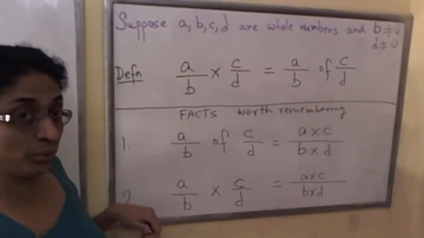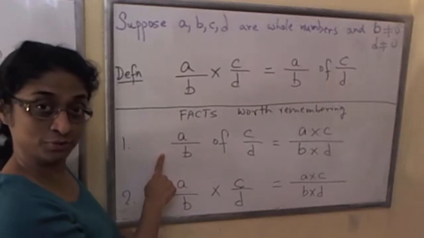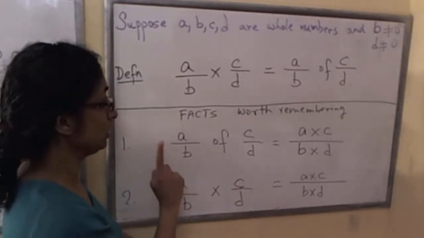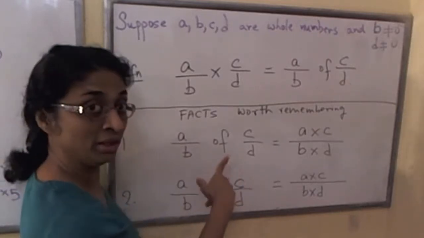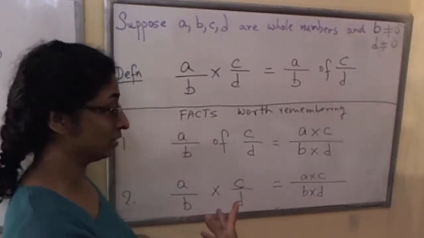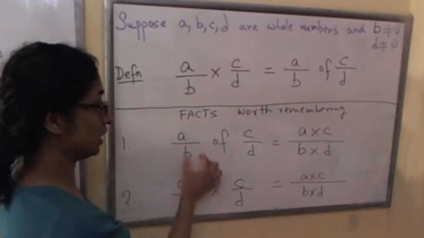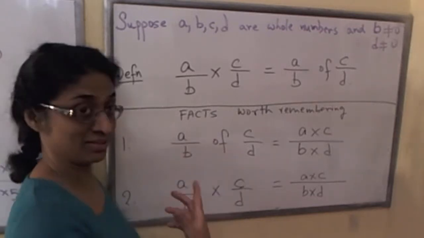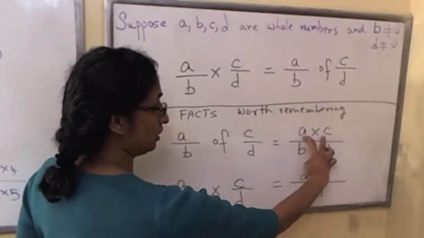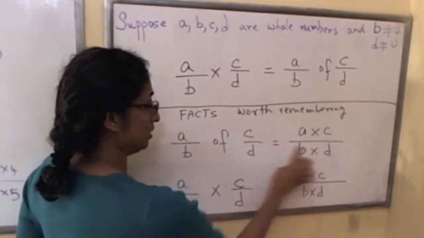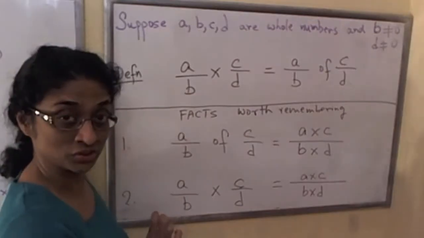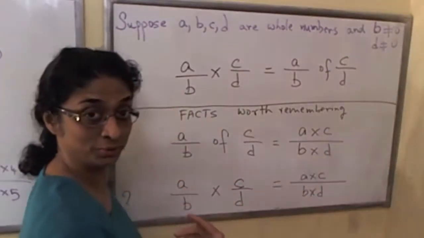Now here are the facts worth remembering. This is a fact that you know from a previous video. We defined a over b of c over d, and we used the definition in mathematical reasoning to say a over b of c over d is in fact a fraction whose numerator is simply the product of these two numerators, and whose denominator is the product of these two denominators. So this is just a summary from a previous video.